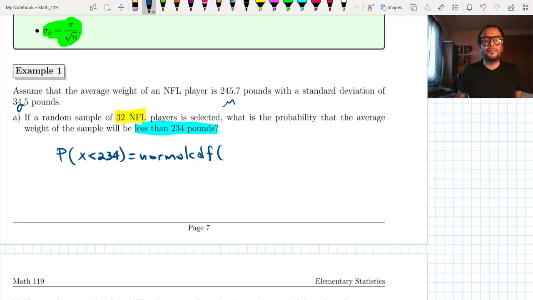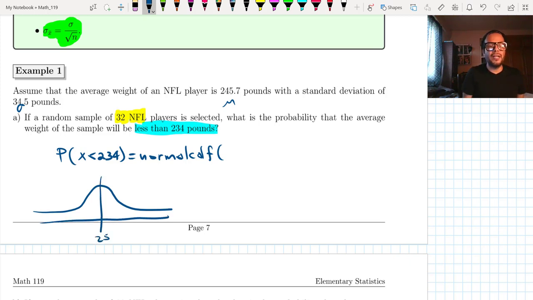So in this case, well, less than 234. Okay, let's do a little picture here. So if the mean is 245.7 and the standard deviation is 34.5. Okay, they're asking us for someone less than 234, which is below. So in this case, we are finding this area to the left.